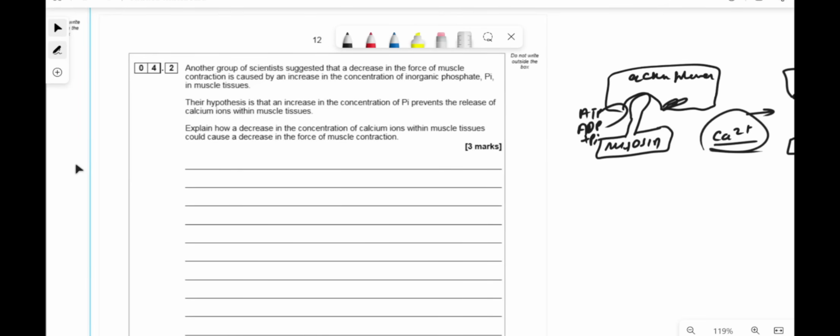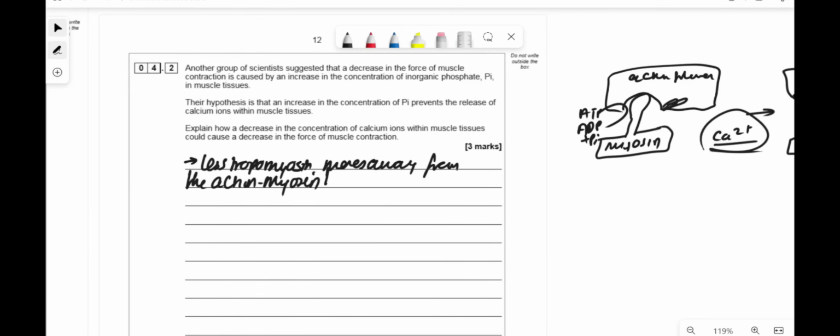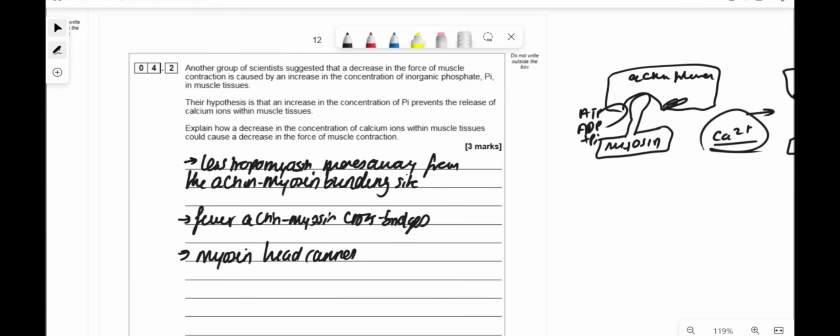So it says, explain how a decrease in the concentration of calcium ions would cause a decrease in the force of contraction. Well, I've just said here, less tropomyosin moves away from the actin-myosin binding site. Therefore, you've got fewer actin-myosin cross bridges. So the myosin head cannot move and pull actin. Or you could have also said there's no ATP hydrolase activation. Those are both one mark.